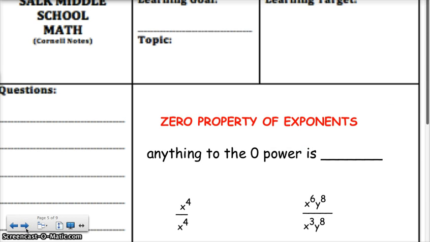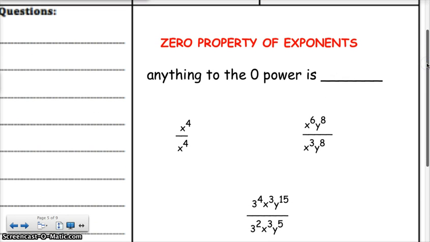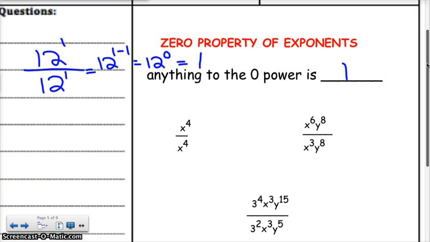Now we're going to do zero property. The zero property of exponents states that anything to the 0 power is 1. Okay? Anything to the 0 power is 1. Now think logically about this. 12 to the 1st over 12 to the 1st would be 12 to the 1 minus 1, 12 to the 0, 1. When you look at it, 12 over 12, you already know it's 1. It's that same reasoning. Okay?